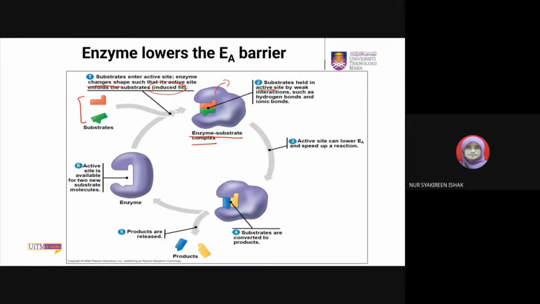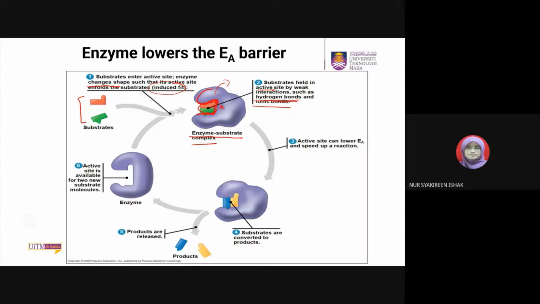Along the amino acid chain, in every amino acid there are side chains. These side chains will interact with the substrate through the formation of hydrogen bonds and also ionic bonds. So the active site here is composed of amino acids, obviously. The amino acids will have side chains. These side chains will interact with the substrate through weak bonds, weak interactions, such as hydrogen bonds or ionic bonds.